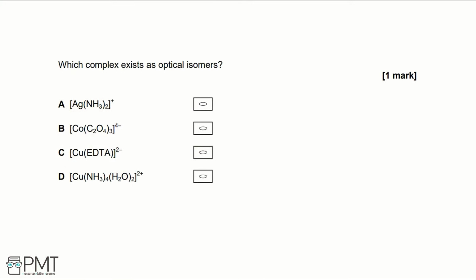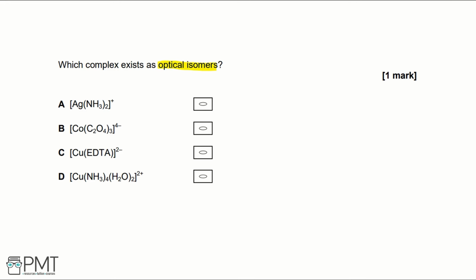Which complex exists as optical isomers? And we're given 4 different possibilities. So the key in this question is that we're looking for optical isomers. And we can only get these with tetrahedral and octahedral complexes.